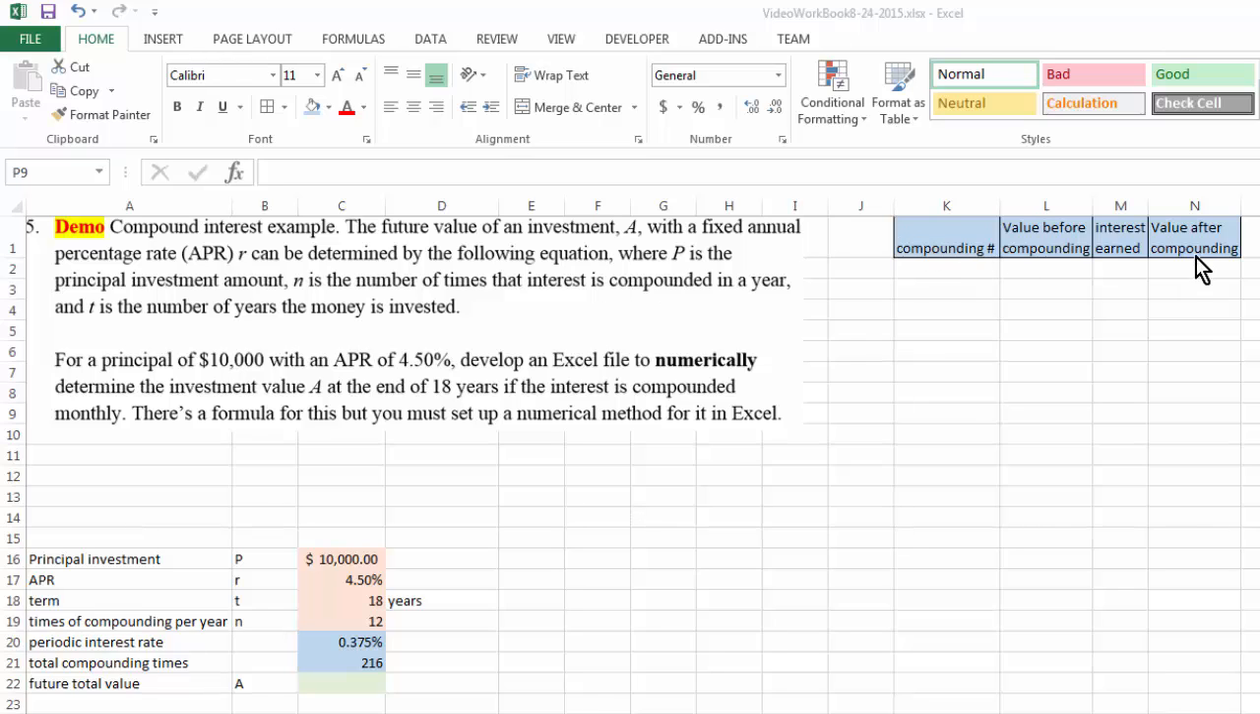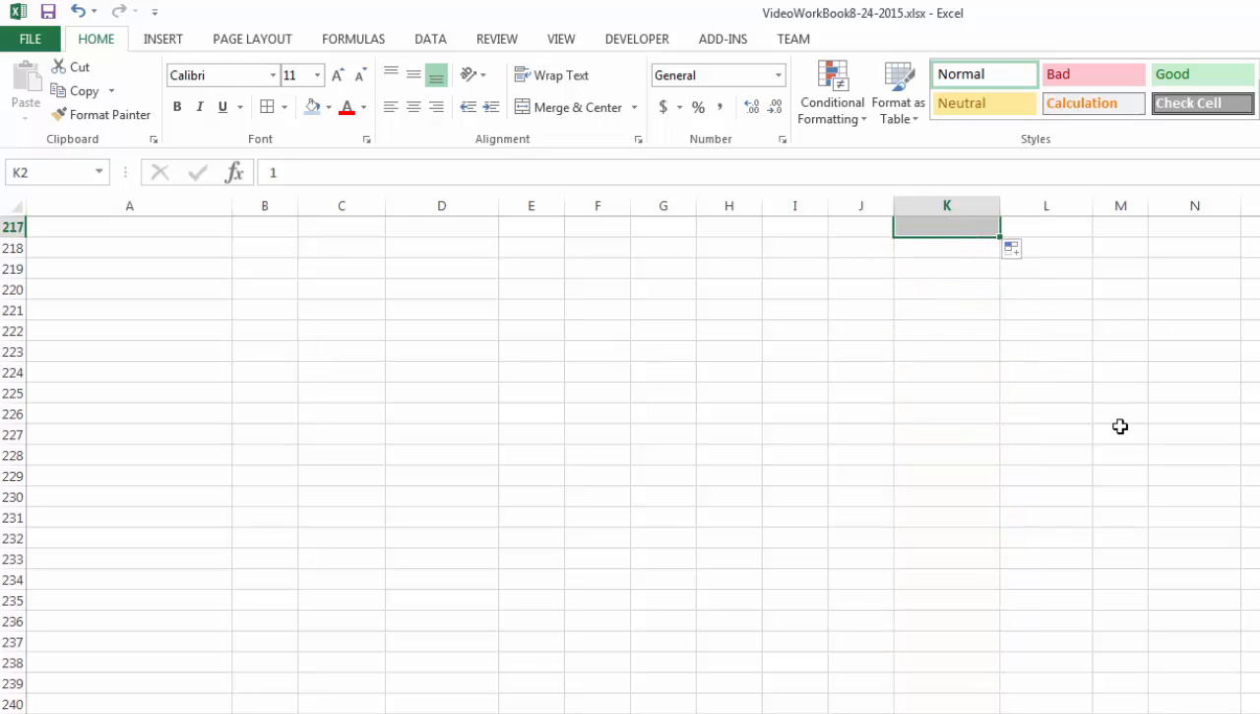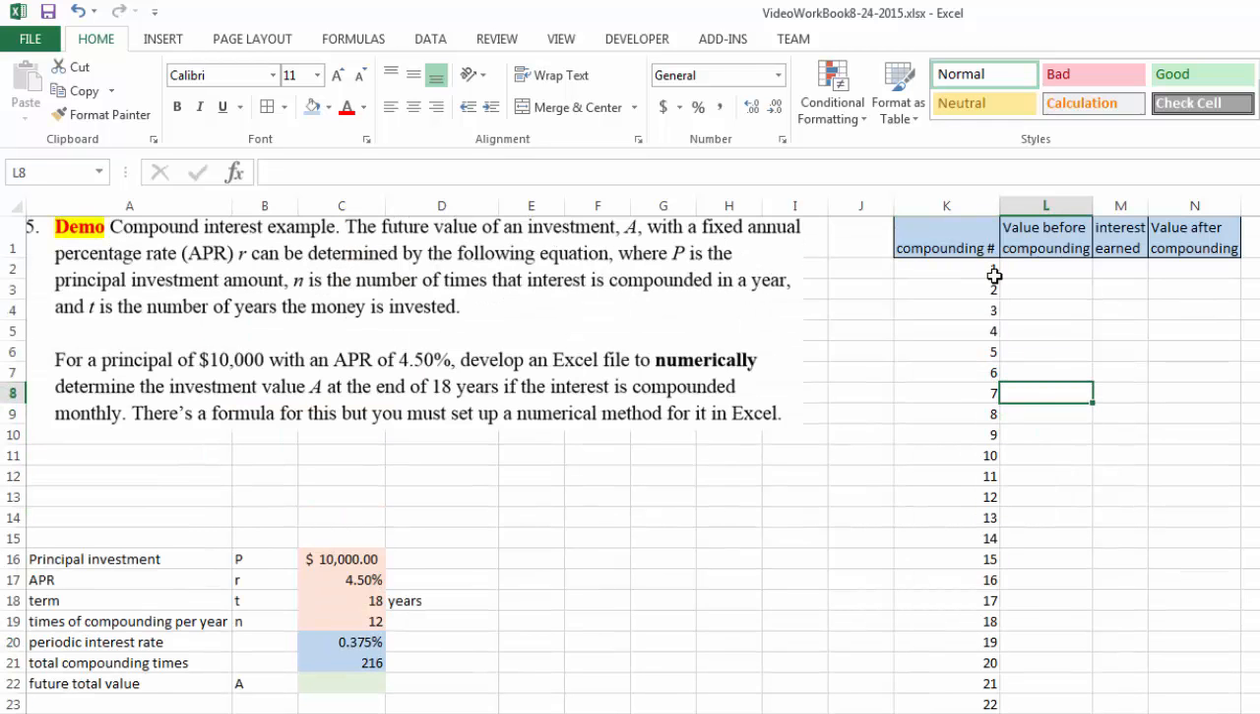Now we have set up this little area over here to do our numerical calculation. And let me explain. This is going to be our column of compounding numbers. Remember, overall, we have to compound the money for 216 times. Therefore, we will start with compounding number 1, 2, 3, etc., all the way to 216. Now, there's an easy way to do that, if you remember, just by dragging this little handle. It automatically fills in our numbers.